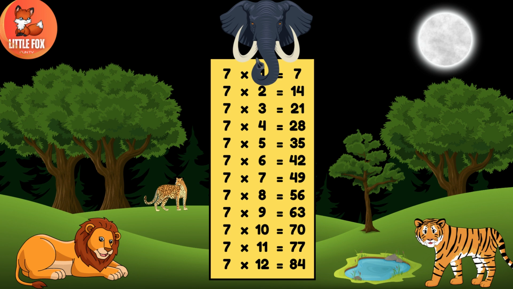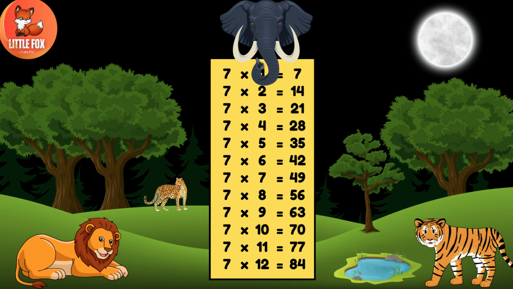7s tables multiplication. 7 multiply 1 is equals to 7. 7 multiply 2 is equals to 14. 7 multiply 3 is equals to 21. 7 multiply 4 is equals to 28.